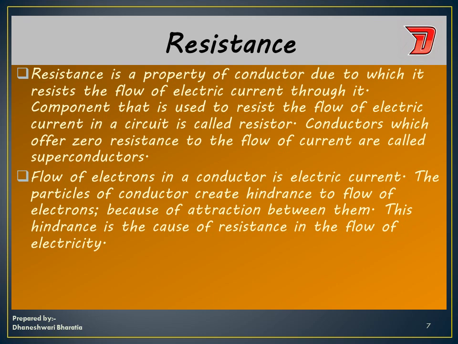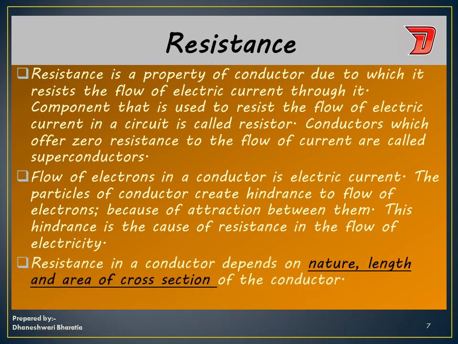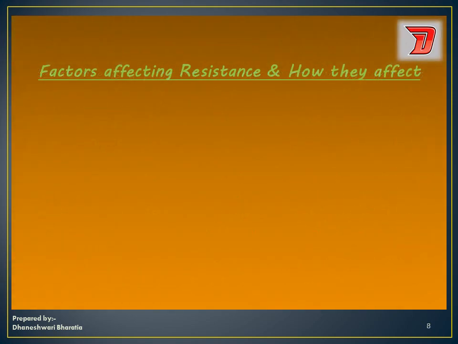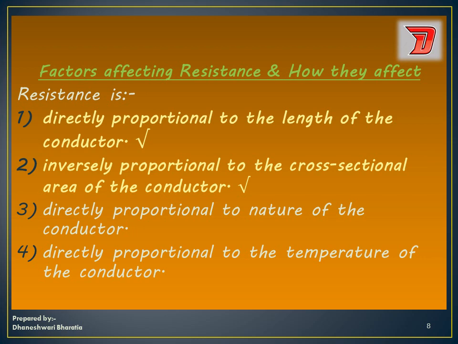The particles of the conductor create hindrance, that is, a kind of obstacle to the flow of electrons because of attraction between them. This hindrance is the cause of resistance in the flow of electricity. Resistance in a conductor depends on nature, length and area of cross section of the conductor. You have to remember this thing. This is important. You have to jot this down and remember it for sure because it is very important.